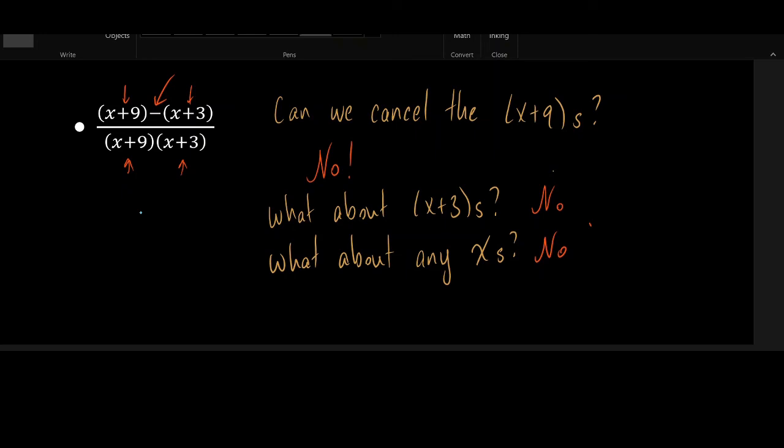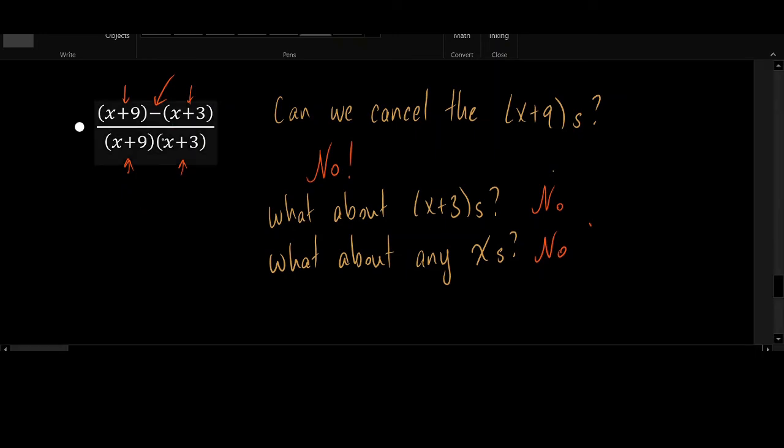So that's something really important to be on the lookout for. Before you erase something from a fraction, check and make sure that that thing is not in contact with any plus signs or minus signs. Because if you cancel something that is in contact with a plus or minus, you will definitely get the wrong answer.